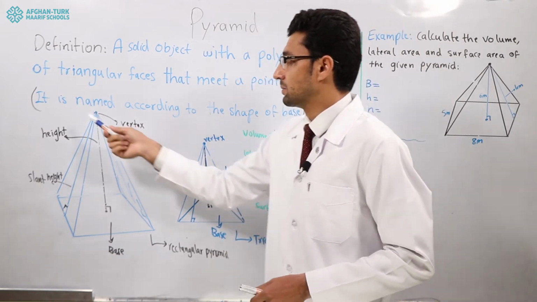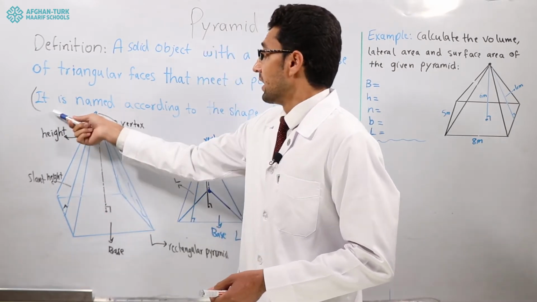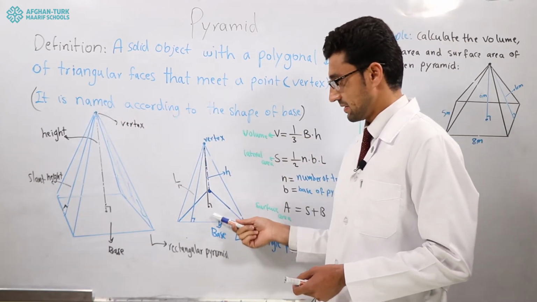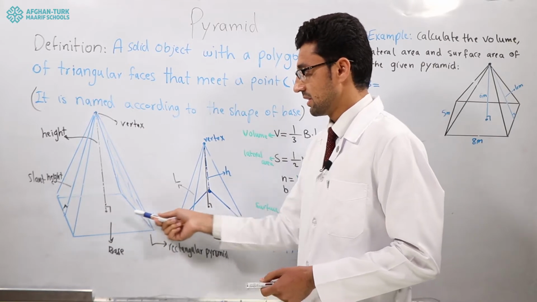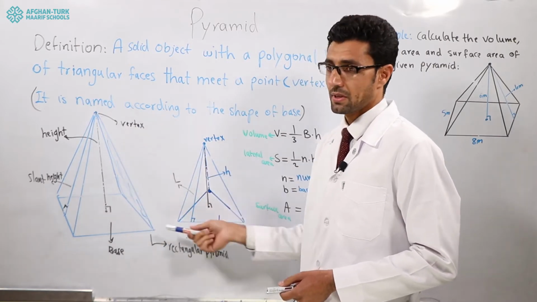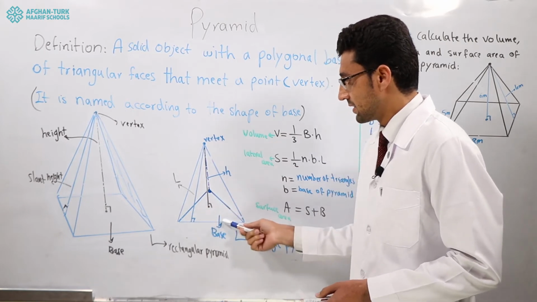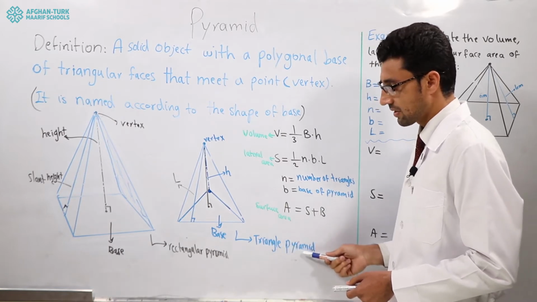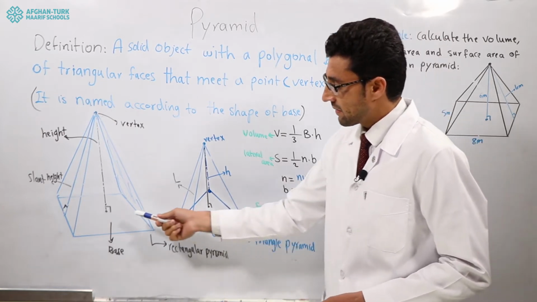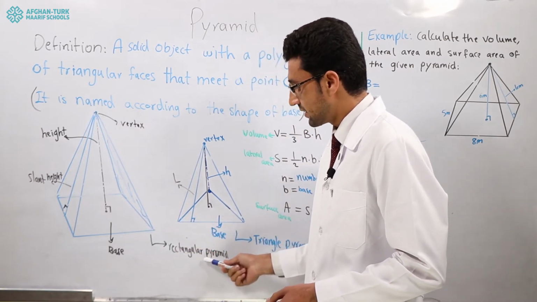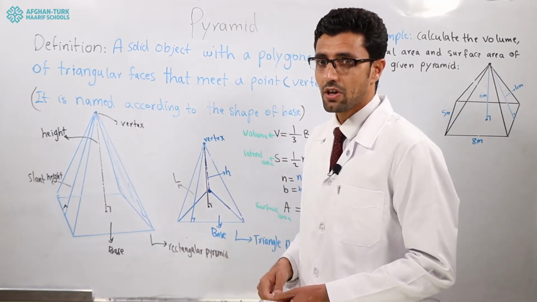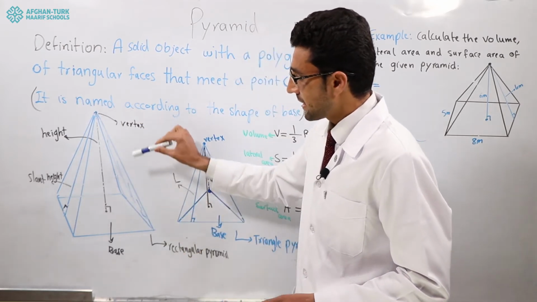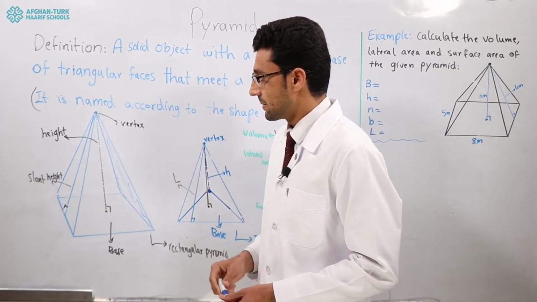Okay? Now, how do we name pyramids? It is named according to the shape of the base. These are the bases of pyramids. If it is a triangle, we call it a triangular pyramid. If it is rectangular, we call it a rectangular pyramid. It means we name the pyramid by the shape of what? The base.